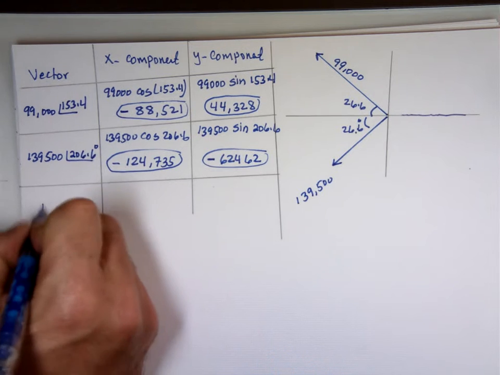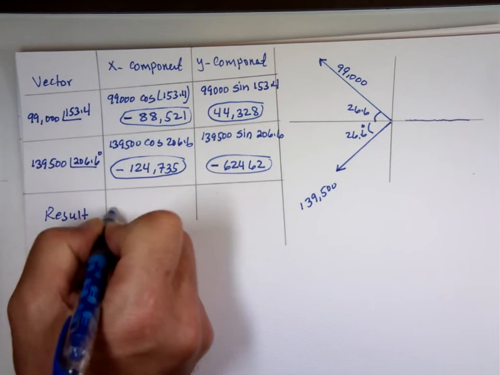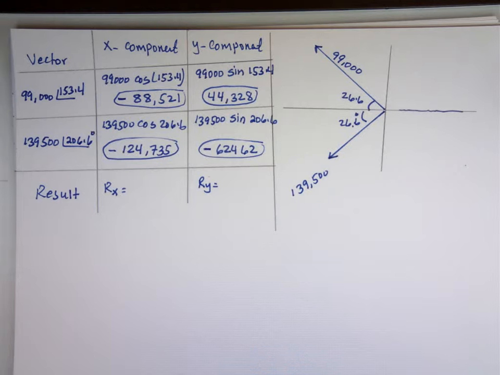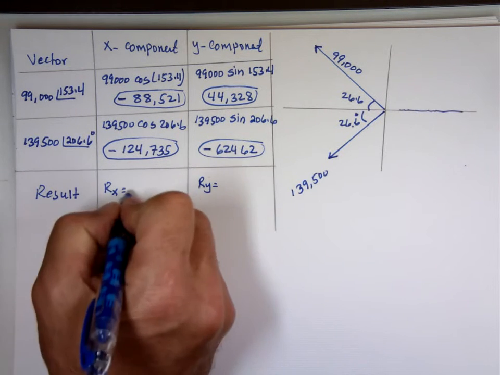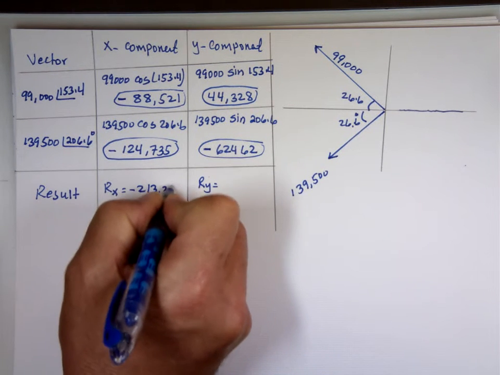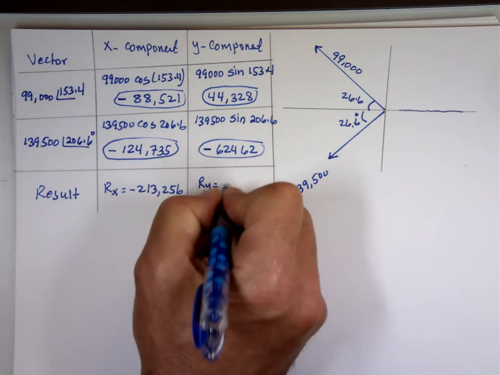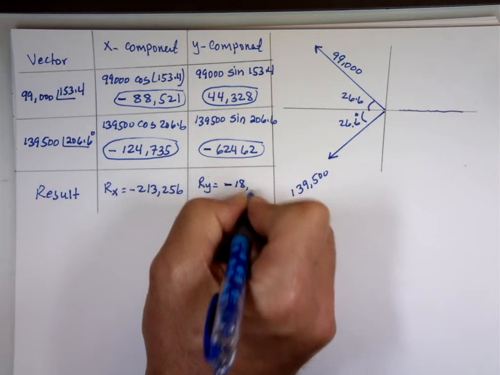Let's take the result now in the x and the y. In the x direction is going to be 88,521 added to negative 124,735, which gives negative 213,256. The result in the y direction, 44,328 minus 62,462. It's negative 18,134.